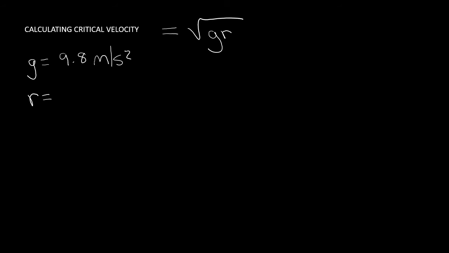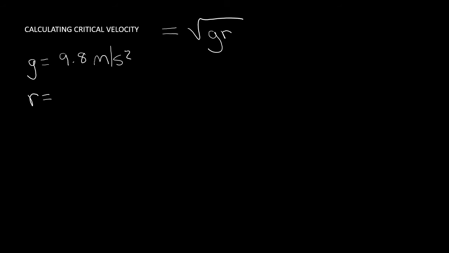To calculate the critical velocity, we're going to use the equation that we already determined, which is the square root of little g times r. Little g we already know. It's 9.8 meters per second squared. We really should know that one by now. So really we're determining what r is, and that's a little bit more complex.